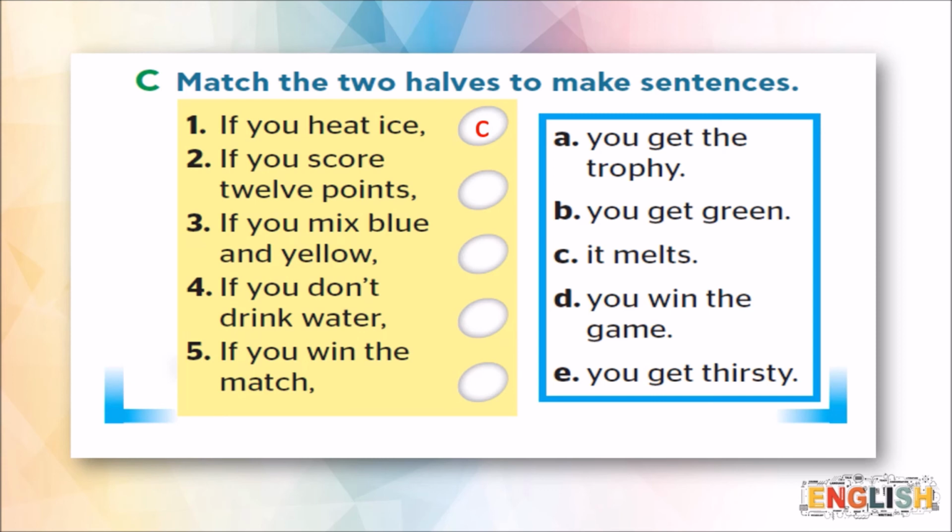Okay guys, let's start with example number 2. If you score 12 points, very good, the answer is D, you win the game. Number 3, if you mix blue and yellow, excellent, you get green, the answer is B. If you don't drink water, amazing, you get thirsty, so the answer is E. And last one, if you win the match, very good, you get the trophy, the answer is A.